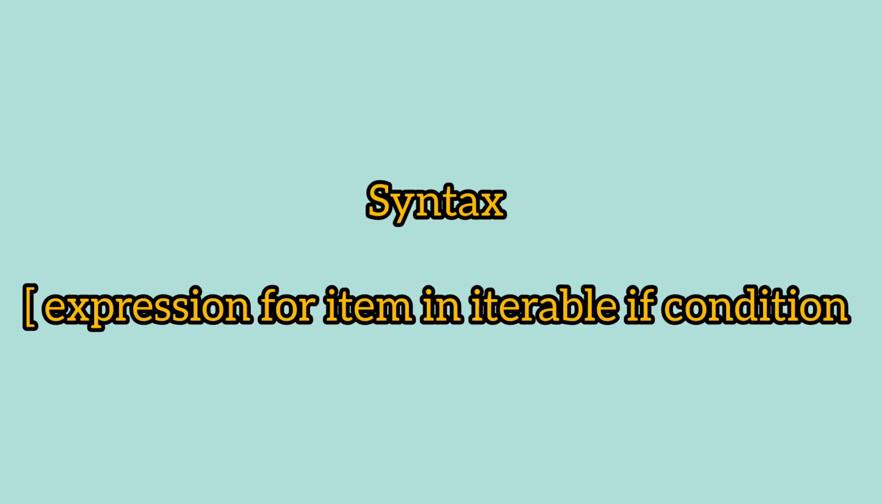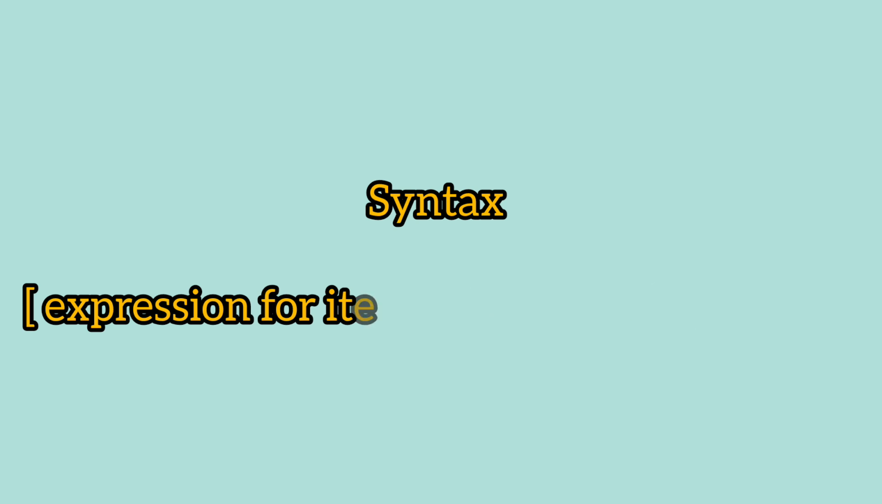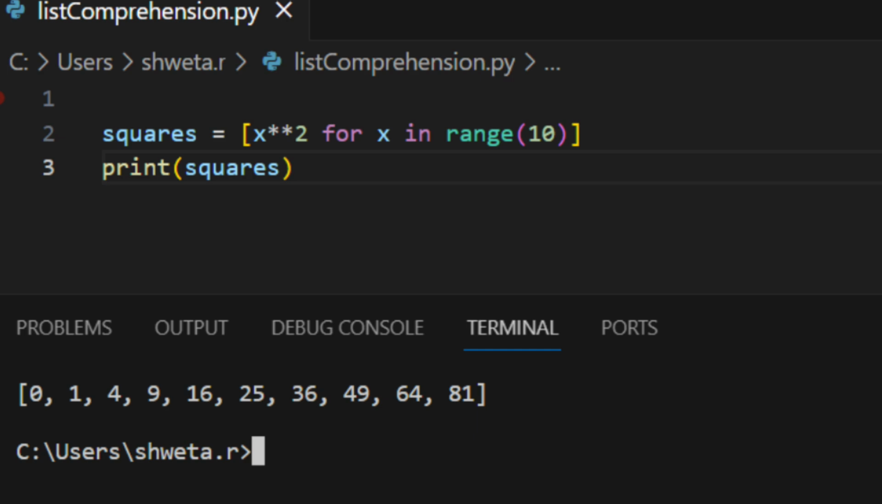Let's see the syntax for list comprehension. In square brackets, first provide the expression, then the for loop, and then the condition. This is an example of list comprehension. Here we are creating a list of squares. Firstly, in square brackets, we have passed x square, and then a for loop which starts from 0 and goes till 9, and print the list which contains squares of these numbers.